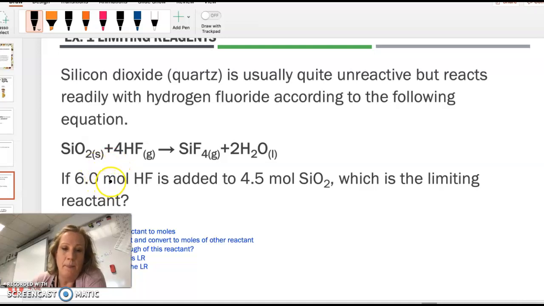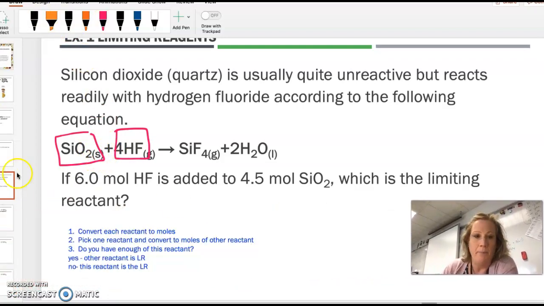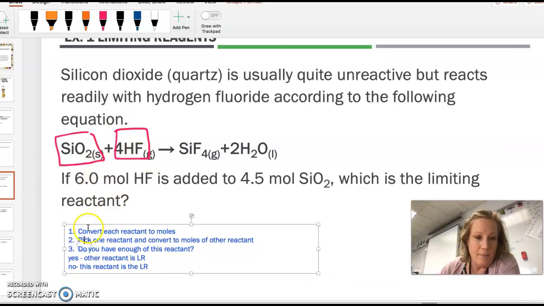So these are the steps that we're going to follow to determine which one is a limiting reactant. So it's either going to be this one or this one. It's always a reactant that we're talking about first. So let me get myself out of the way. I don't know where to put myself. Maybe over there. Okay. So there's some steps that I recommend that you use.